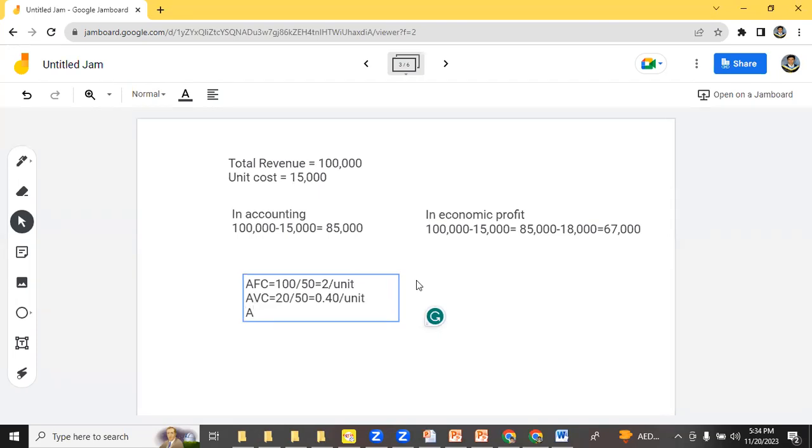Now, how would you solve the ATC? So ATC, you can either solve it by 120 divided by 50. So that's going to give you 2.40 per unit. All right. Or you can just simply add 2 pesos plus 0.40 equals 2.40 per unit. So, ibig sabihin, pwede na i-add mo lang AFC kag AVC or add mo anay si fixed cost, fixed variable cost divided by 50. Okay?